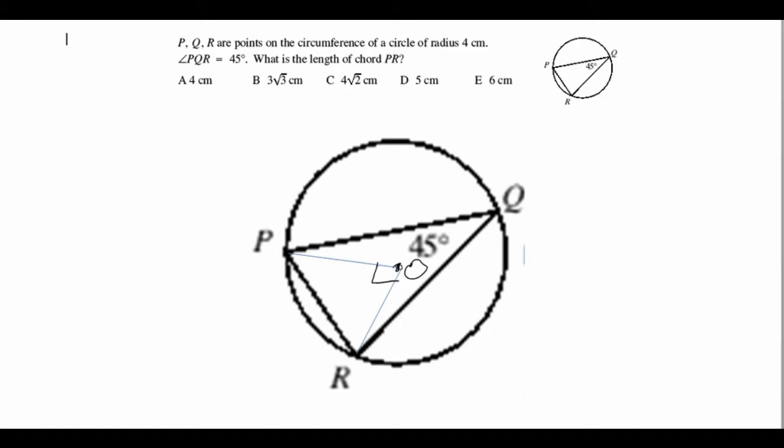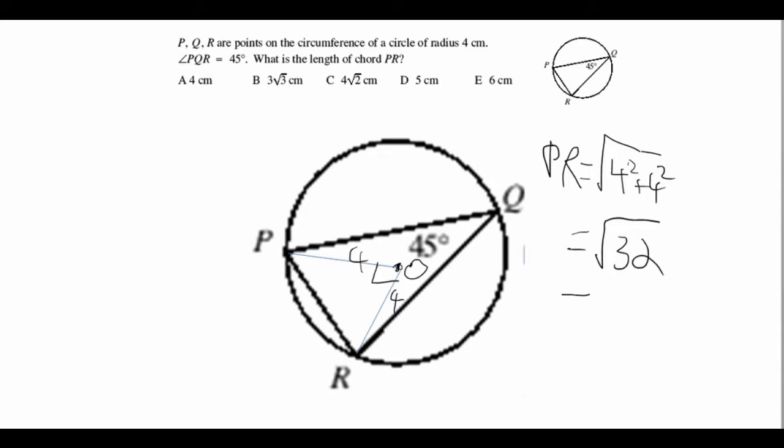And what we can then do is start using Pythagoras' theorem again, because we know that PO and OR are both the radii of the circle, and so they both have length 4 here. And so we know that PR is equal to the square root of 4 squared plus 4 squared, which is equal to the square root of 32, which is then equal to 4 root 2. And so the answer to this question is C.